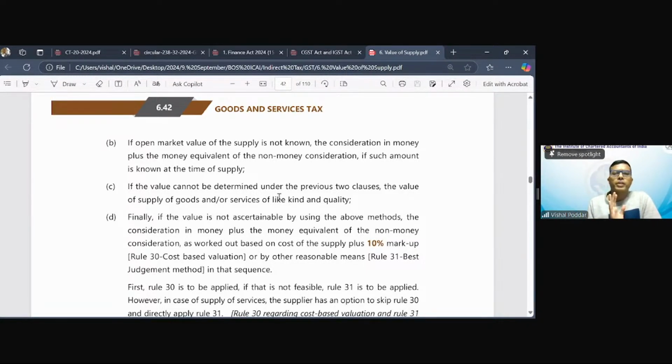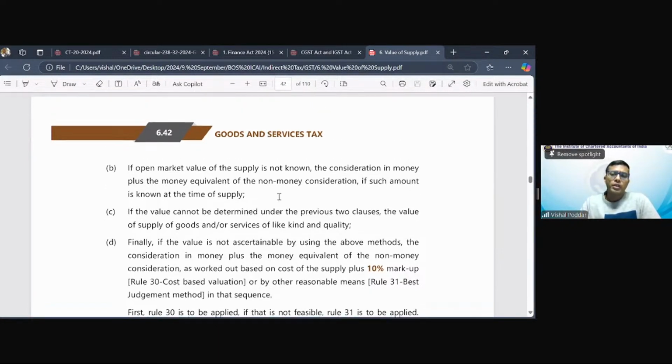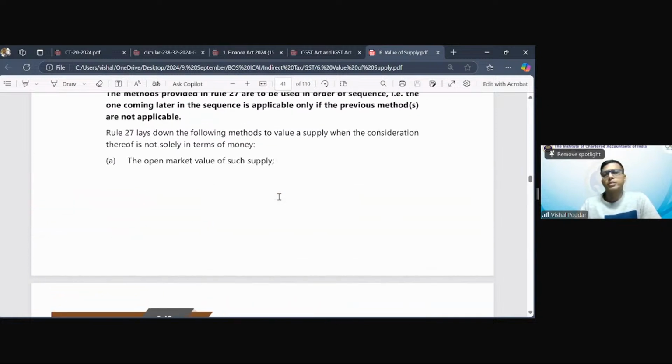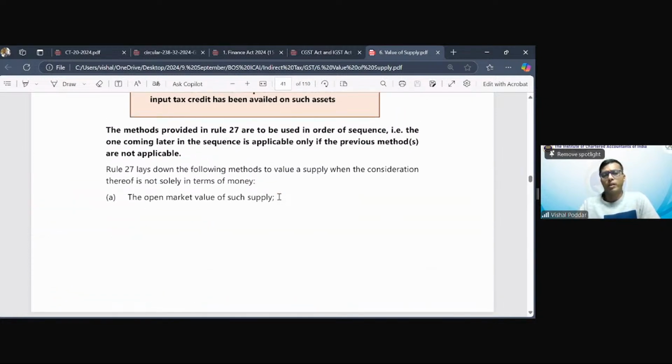Again, this is falling in section 27 only, because 27 applies where either the whole consideration is not in money form or where part consideration is in money and part is not in money. This is where rule 27 comes into the picture. Now, pay attention. For this particular rule 27, how do we find out the value? The answer is, the first preference is you go to the open market value.